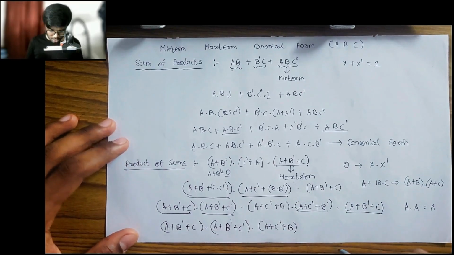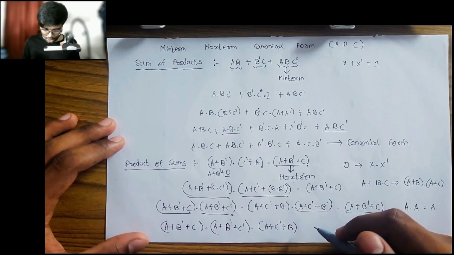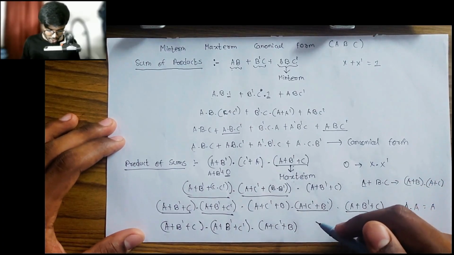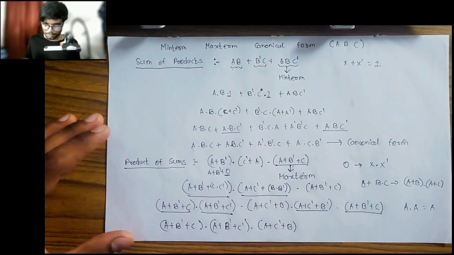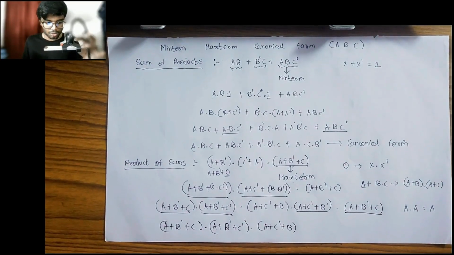Okay, this ends the explanation of minterm, maxterm, canonical form of sum of products, and canonical form of product of sums. Next, we'll be discussing K-maps.